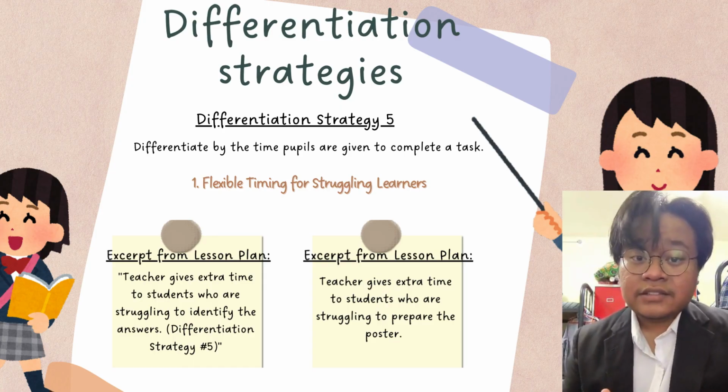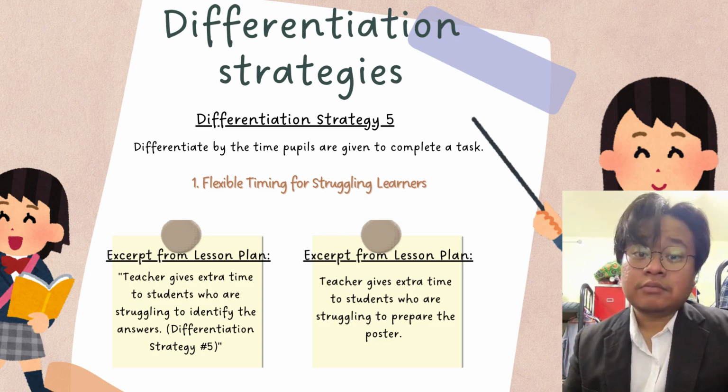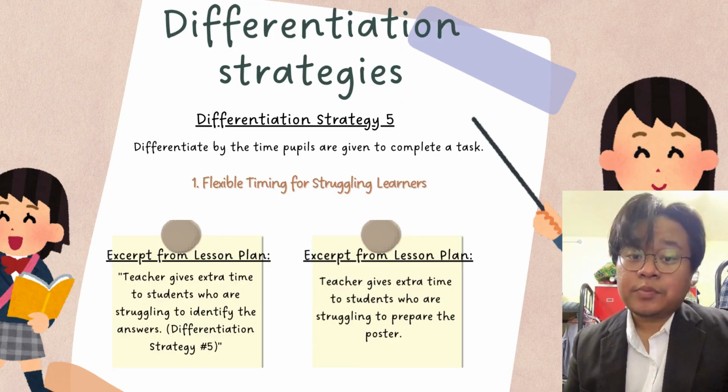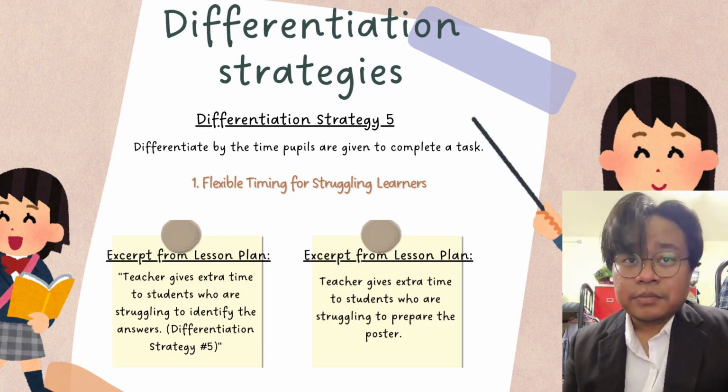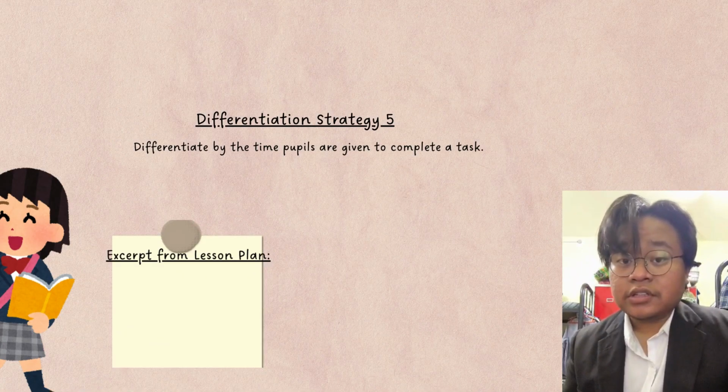Differentiation strategy 5 stated that when appropriate, pupils who find the task difficult should be given a little more time to finish. This lesson plan explicitly incorporates this in its steps. Here is our example. Teachers give extra time to students who are struggling to identify the answers. And the second example is the teacher gives extra time for students who are struggling to prepare a poster.